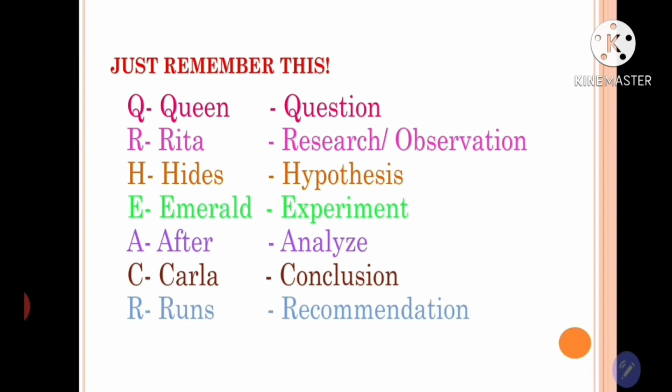So you have to remember the sentence: Queen Rita hides emerald after Carla runs. Q is equivalent to a question. R represents research or observation. H is for hypothesis, E is for experiment, A is for analyze, C is for conclusion, and R for recommendation. So you have to remember this sentence for you to be guided on the proper sequence, on the proper process of scientific method.